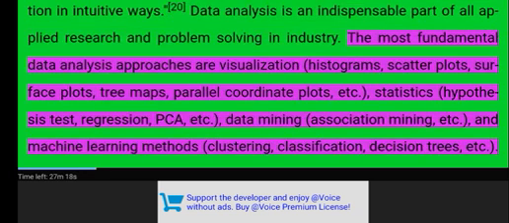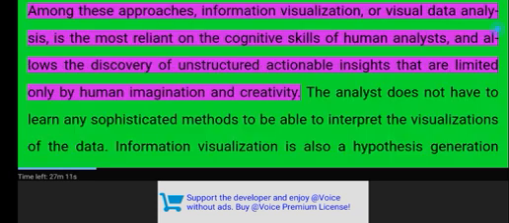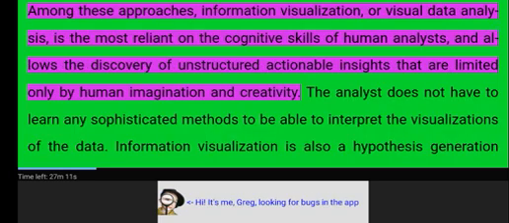The most fundamental data analysis approaches are visualization (histograms, scatter plots, surface plots, tree maps, parallel coordinate plots, etc.), statistics (hypothesis test, regression, PCA, etc.), data mining (association mining, etc.), and machine learning methods (clustering, classification, decision trees, etc.). Among these approaches, information visualization, or visual data analysis, is the most reliant on the cognitive skills of human analysts, and allows the discovery of unstructured actionable insights that are limited only by human imagination and creativity.